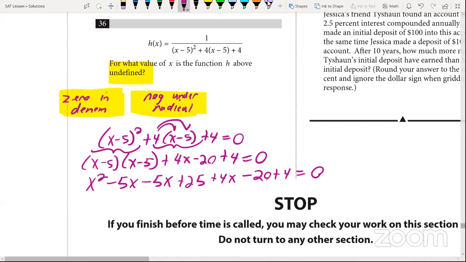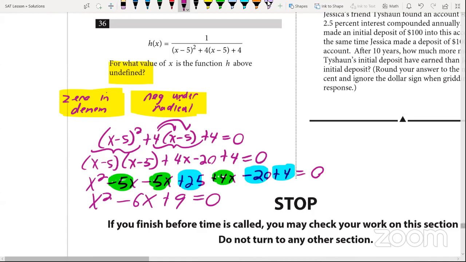So let's combine all our like terms. We have x squared, there's only one x squared. For the x's, we have negative 5x minus 5x plus 4x. So negative 10 plus 4 is negative 6, so minus 6x. And for the numbers themselves, we have 25 minus 20, which is 5, plus 4. So 5 plus 4 is 9.